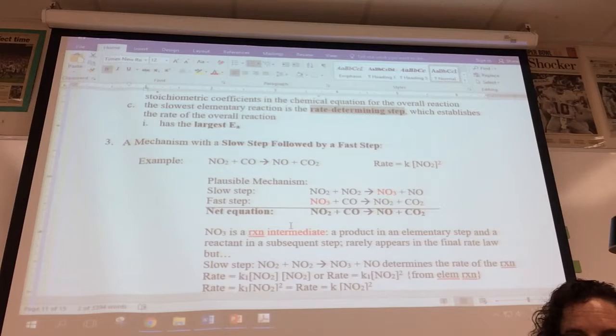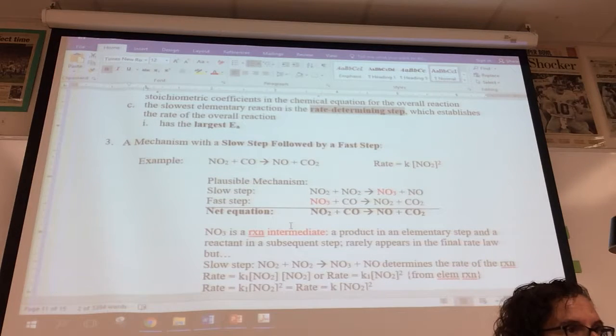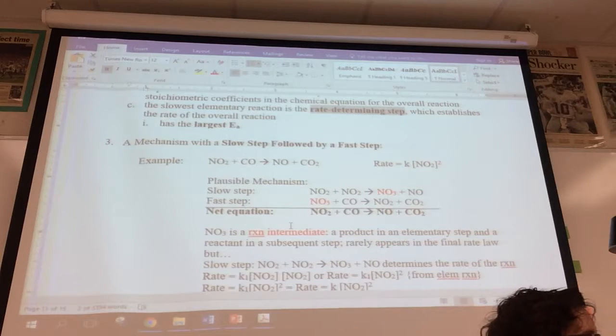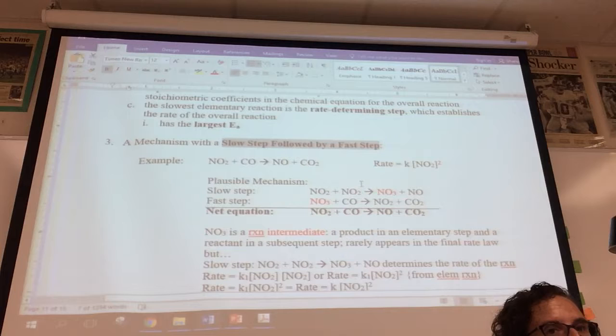The first set we're going to do is the absolute easiest set. This is when you have a slow step followed by one or more fast steps. When the slow step is first, you're like, woohoo, this is easy, and you let it rip. Let's take a look. It says a mechanism with a slow step followed by a fast step.